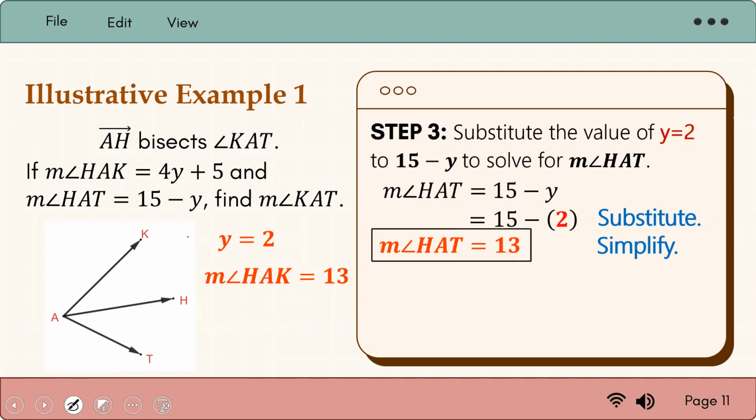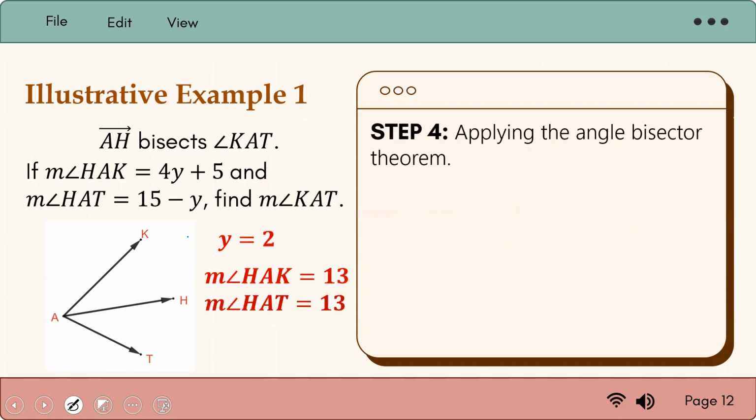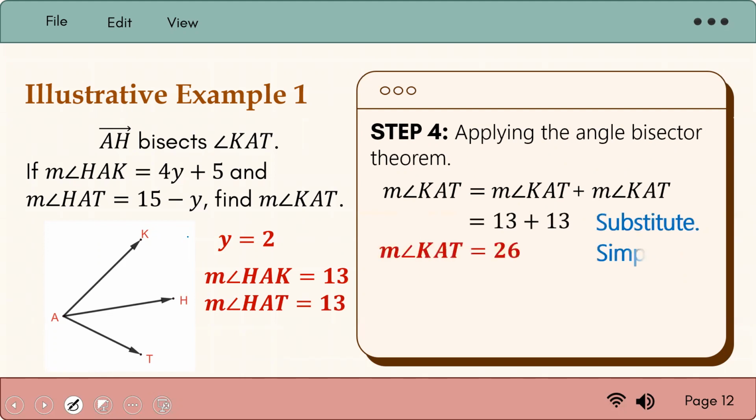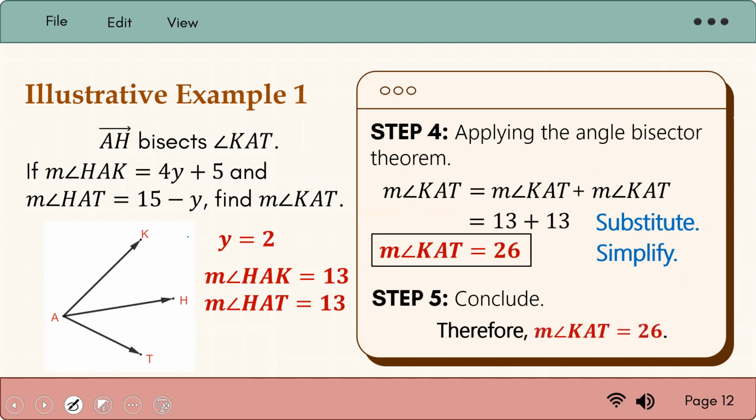And then we're not done yet, because the problem is not asking for the two smaller angles; rather, it's asking for the bigger one. So what does it imply? If we have HAK as 13 and HAT as 13 as well, we add the two and you will get 26 degrees. All right, so the conclusion: therefore, the degree measure of angle KAT is 26. Any questions? Clarifications?